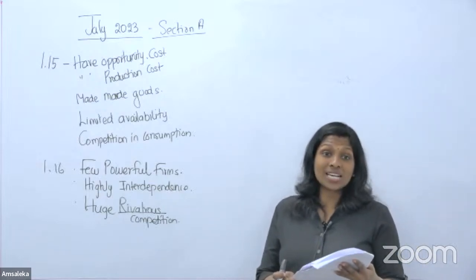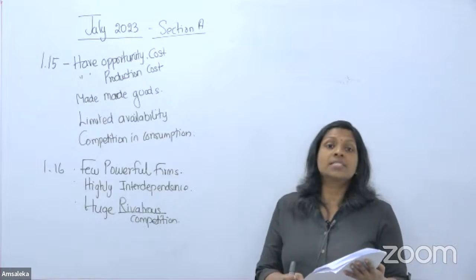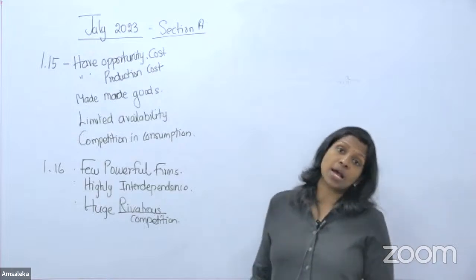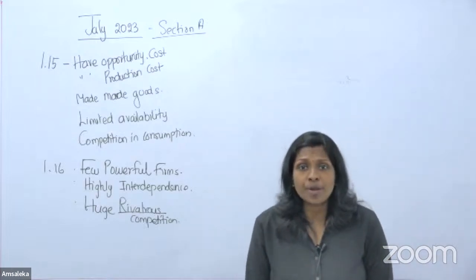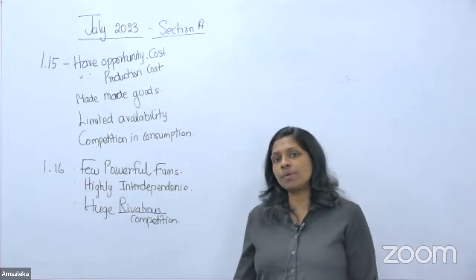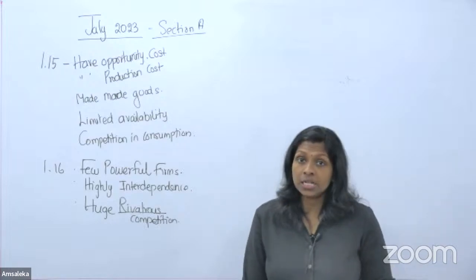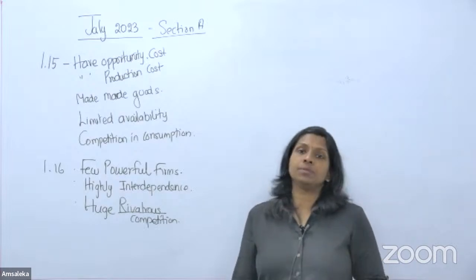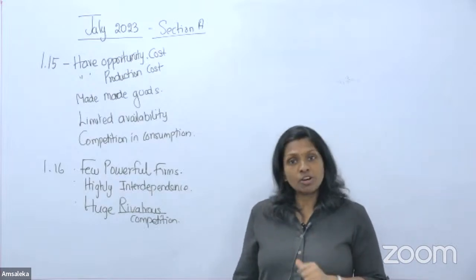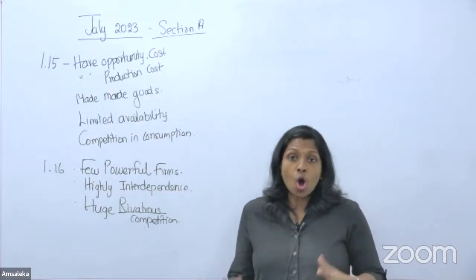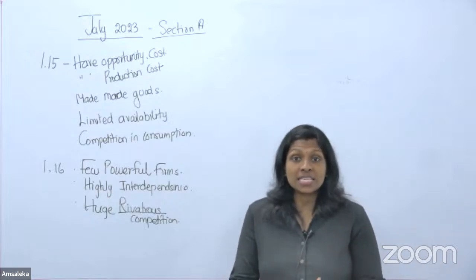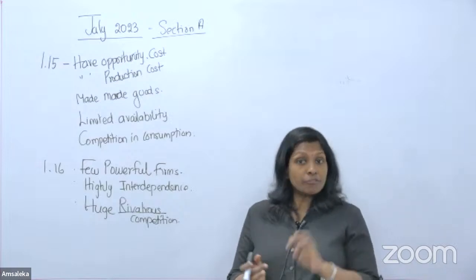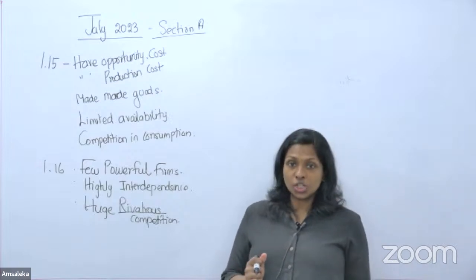Okay, 1.17. State 2 factors affecting the money supply. So what is the meaning of money supply? Total availability of money among the people. So how is this money supply determined? There are 3 factors, you can write only 2.